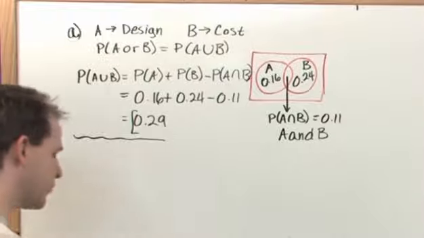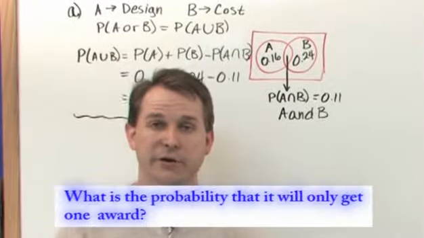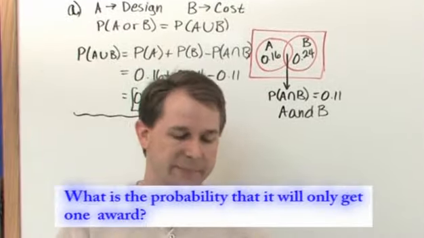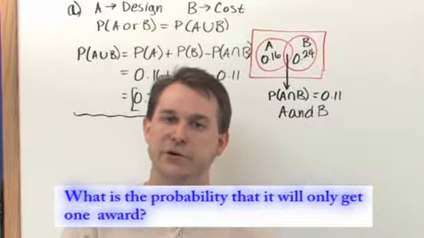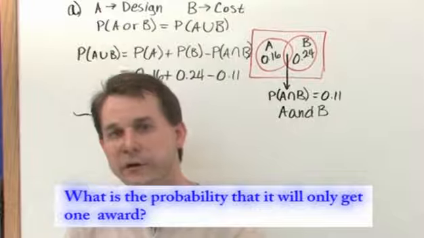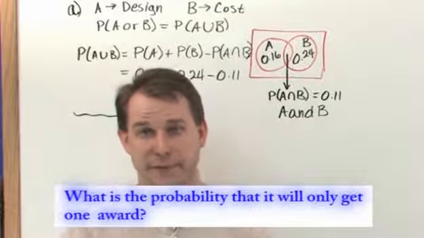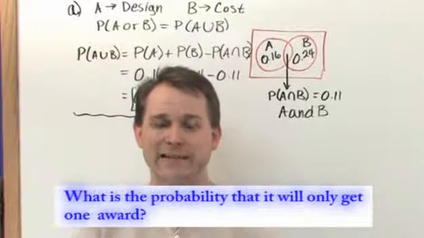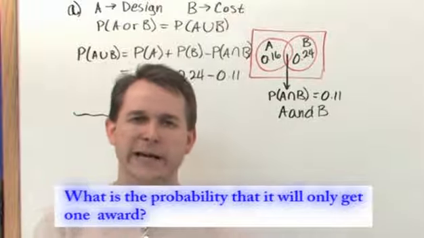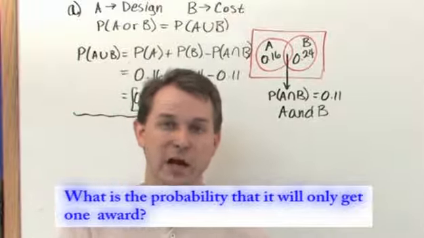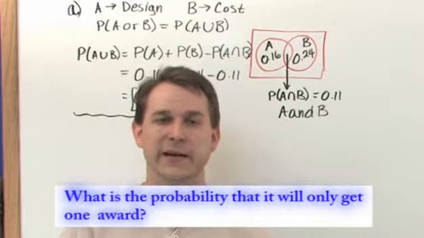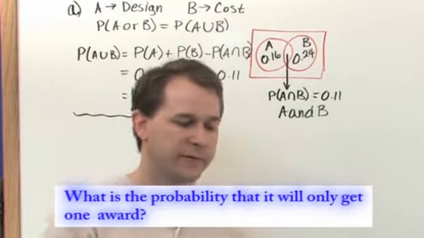Now the second part of the problem says, what is the probability that it will only get one award? So you get one award or another award, but not both. That's basically what you need to translate that to say. Probability of only getting one award. You need to think about what it means. It means I can only get one or the other, but I do not want to get both. Only one of these awards, okay?